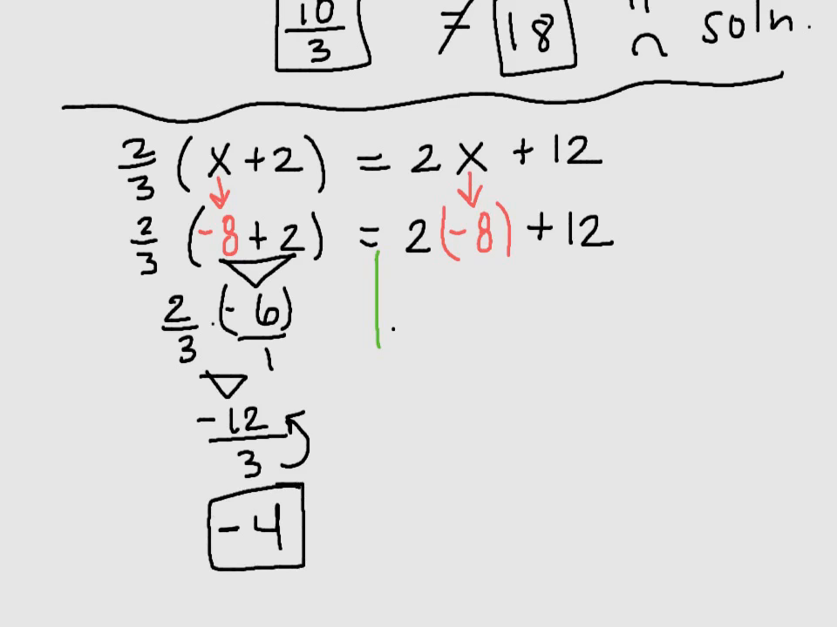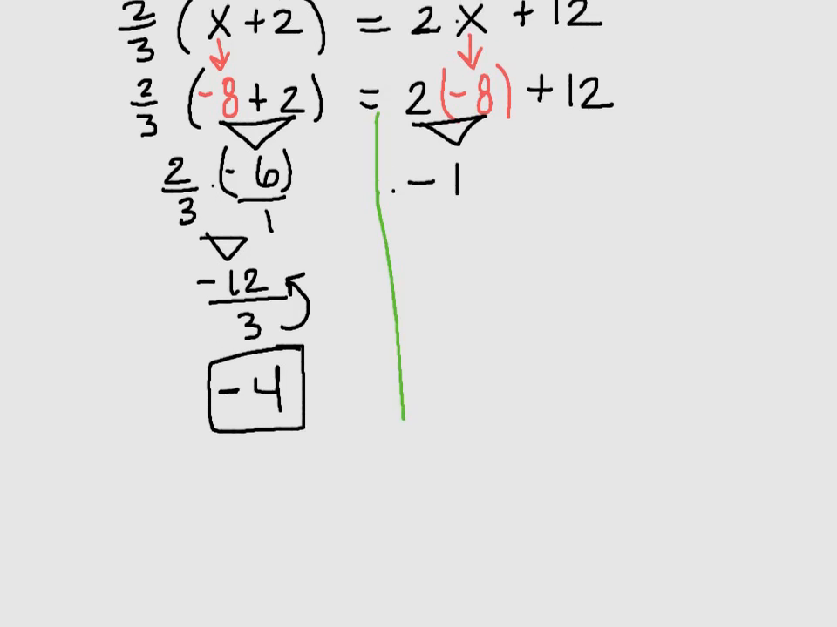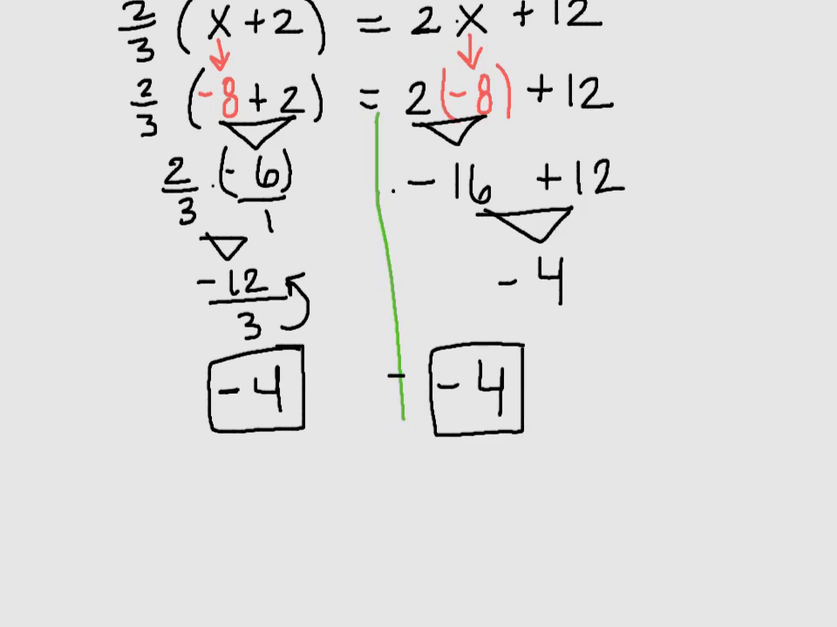Let's see what we get for our answer on the other side. So we're going to multiply 2 times -8 is -16. And then we're going to add that with 12. So 12, but then a -16 gives us a -4. And there we have it. That is the answer. Both sides equal each other. So this is the answer. All right, we found that the answer that worked was -8. So -8 is our solution.